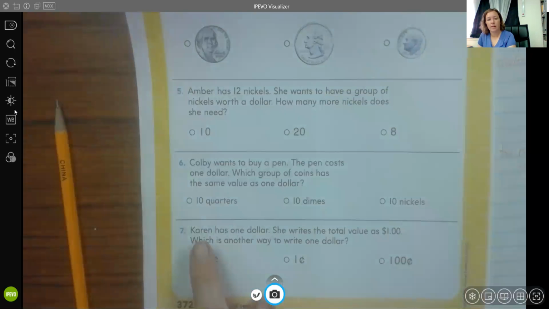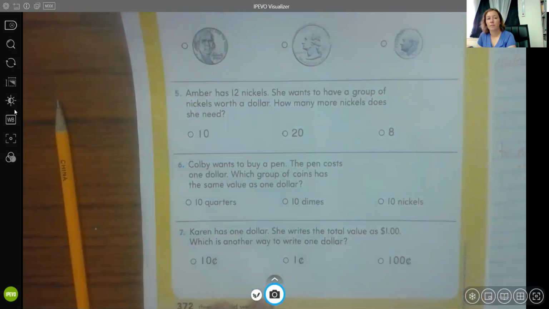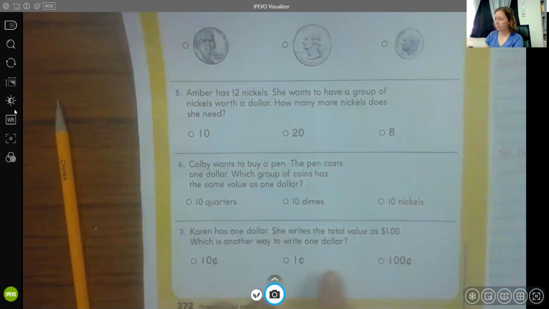Okay, number 7. Karen has $1. She writes the total value as $1. Which is another way to write $1? So what is the same value as $1 and how do you write it? Which one of these? Okay. All right.